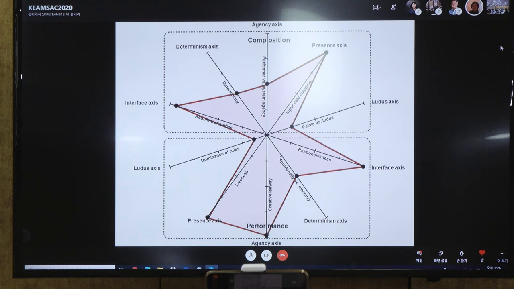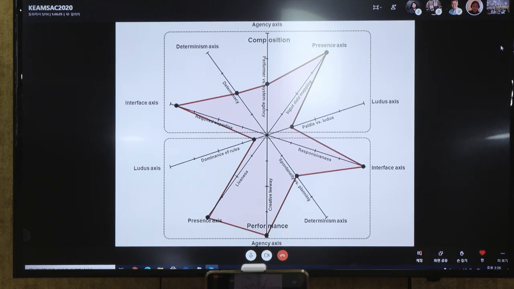If we compare this with another composition which we have also analyzed, then we will see a different shape, and it makes it very clear how the work is conceptualized.